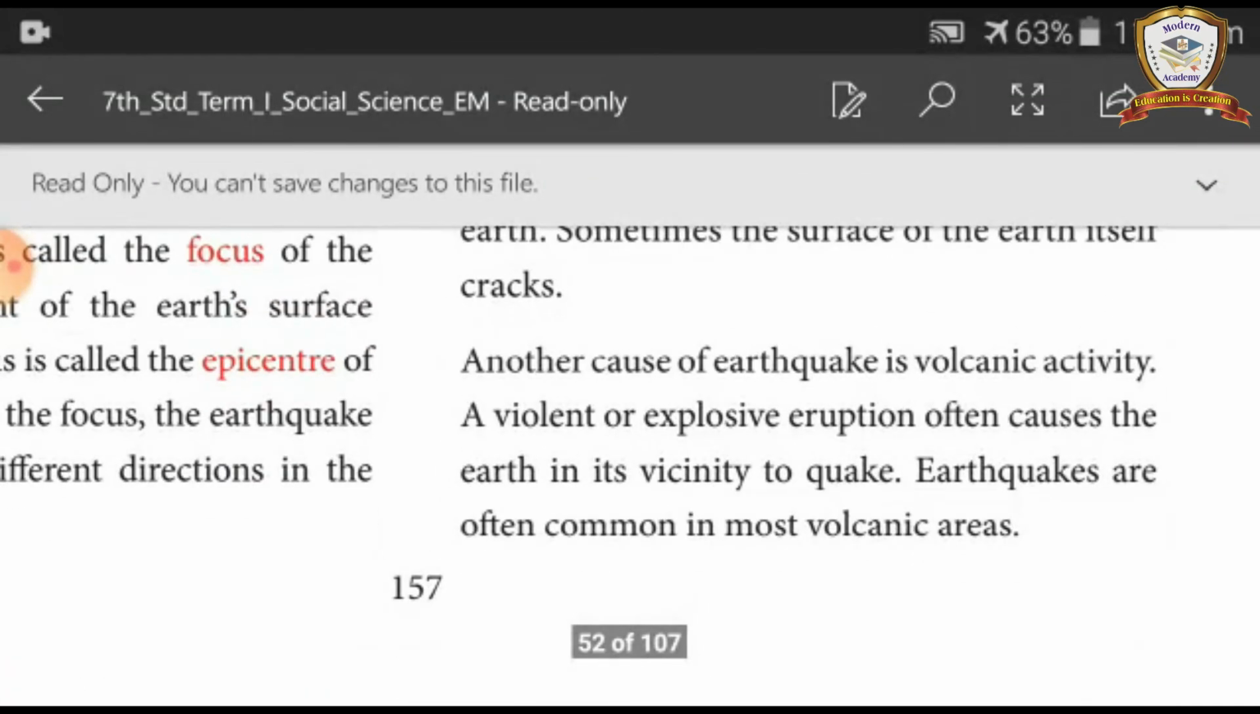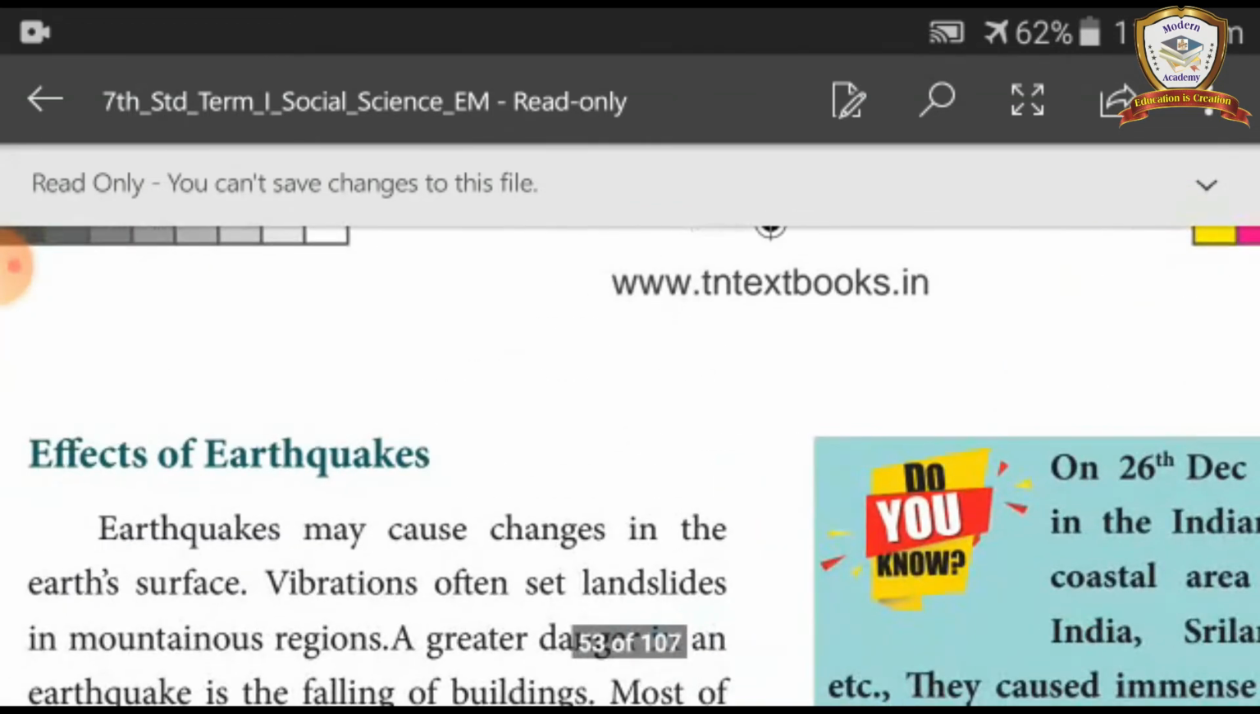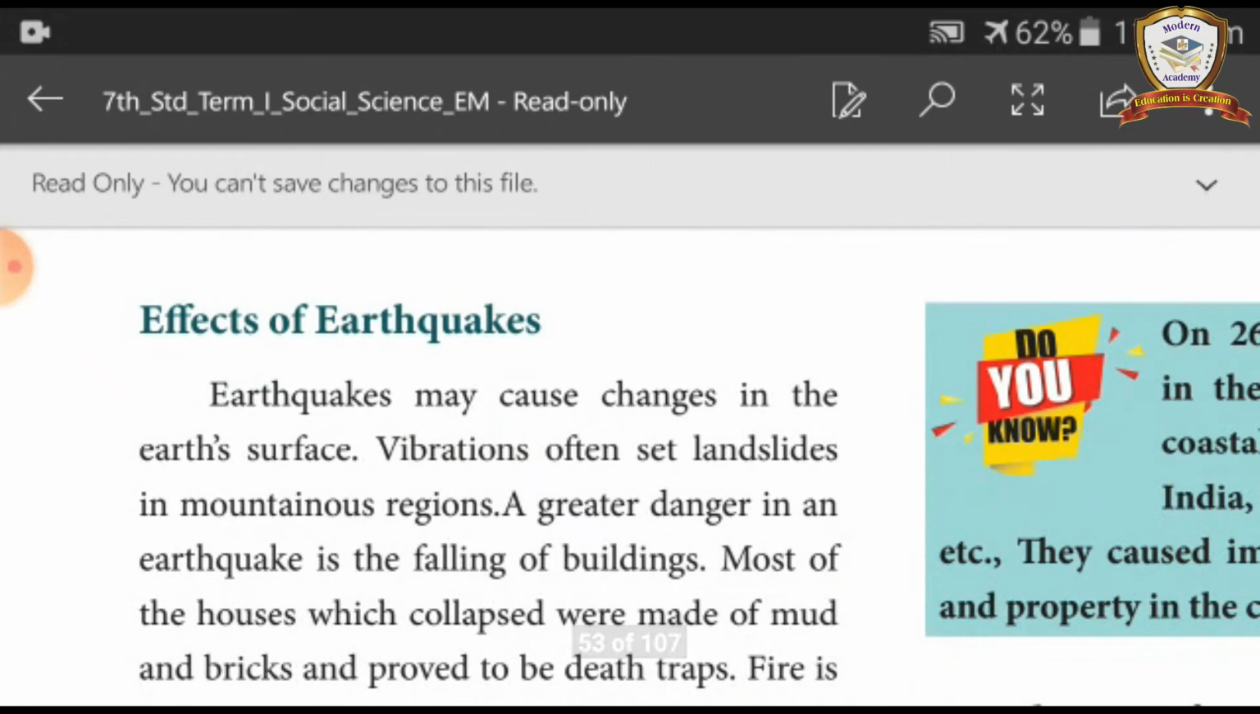Another cause of earthquake is volcanic activity. A violent or explosive eruption often causes the earth in its vicinity to quake. Earthquakes are often common in most volcanic areas. Effects of earthquakes. Earthquakes may cause changes in the earth's surface.